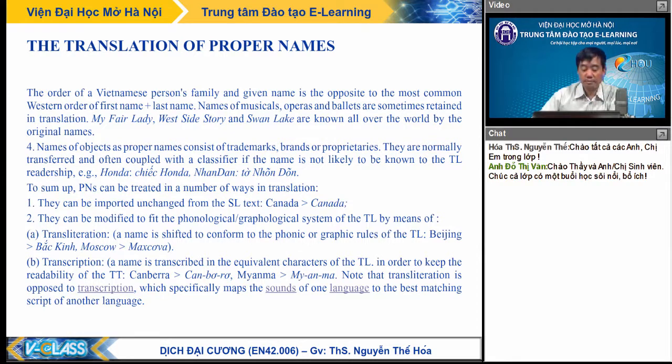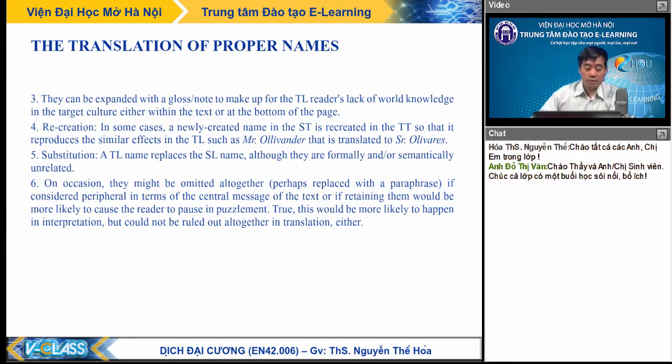transliteration. For example, Beijing, we translate into Bắc-Kinh. Moscow, we turn into Moscow. London is said London. And also we have several ways to note with proper names. That is called recreation in some cases. The name may have a new creation. And also substitution. Sometimes they might be omitted altogether.